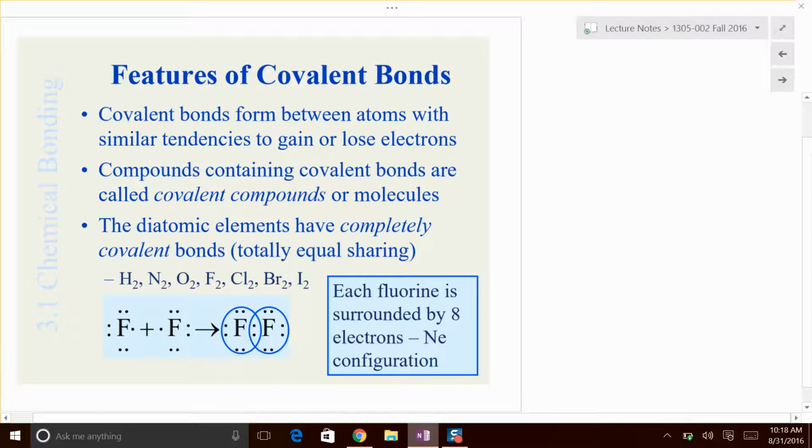Fluorine, here's another example. It's going to do the same thing. An unpaired electron on each one. So what do we do? We bring them together and we share those electrons. How many valence electrons does this fluorine have now? How many does this have now? They have both satisfied their octet by sharing those electrons.